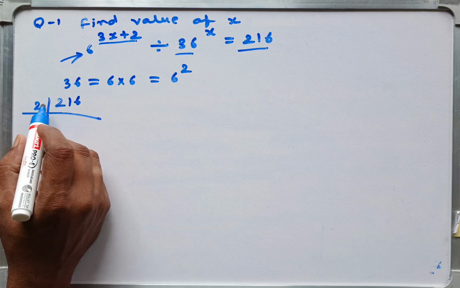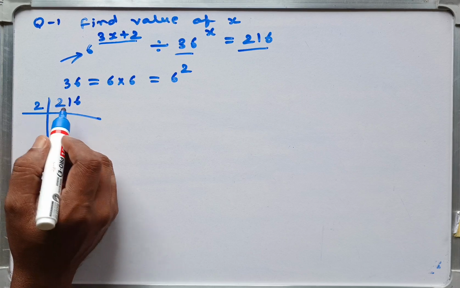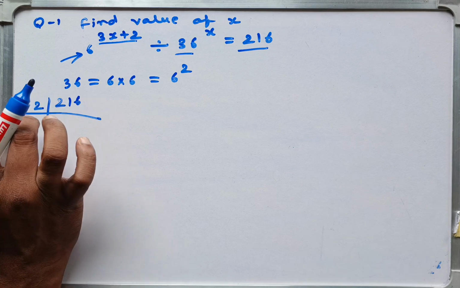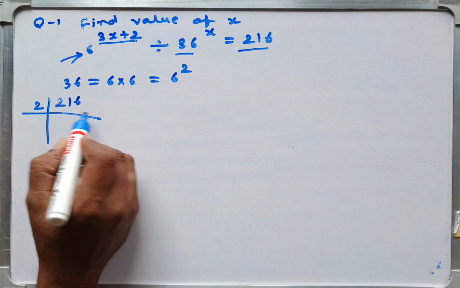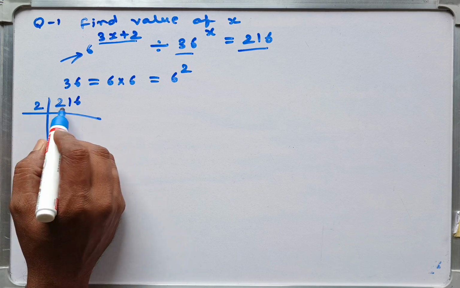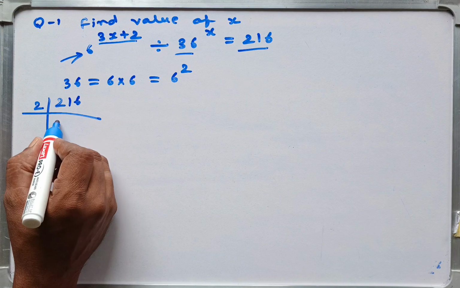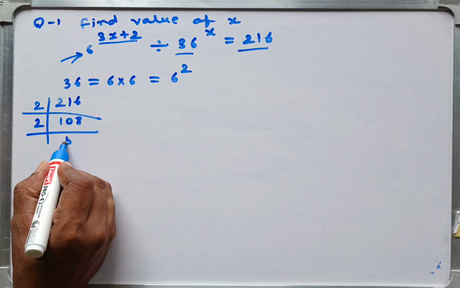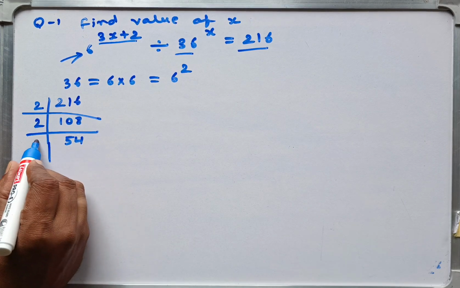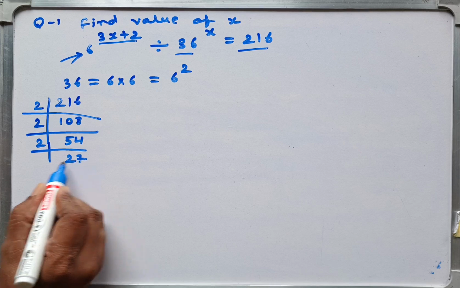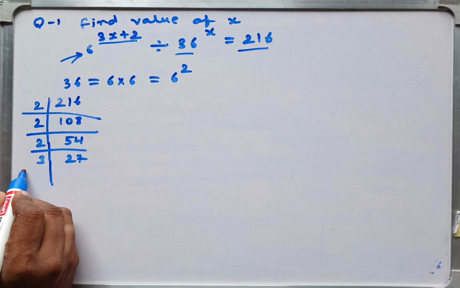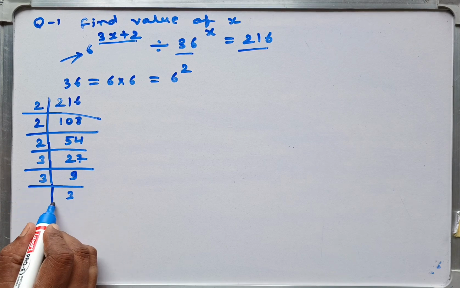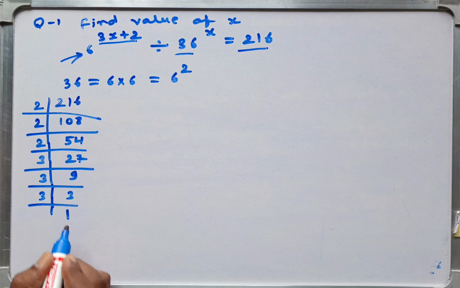Now 216. This is a big number, and you may not remember it, so you do such exercises, means you can do factorization. First we use 2, then 108 comes, then 2 again, then 54 comes, then again 2, then 27 comes, then 3, then 9 comes, and this is also 3, then 3, and if we write 3, then 1 comes.